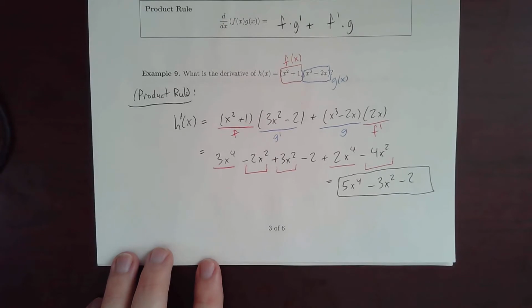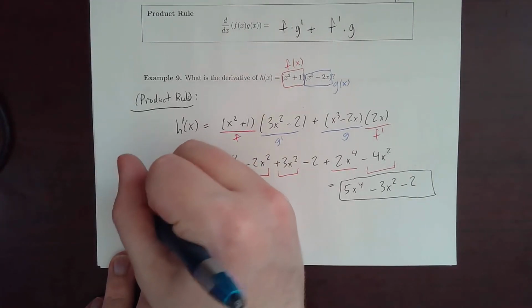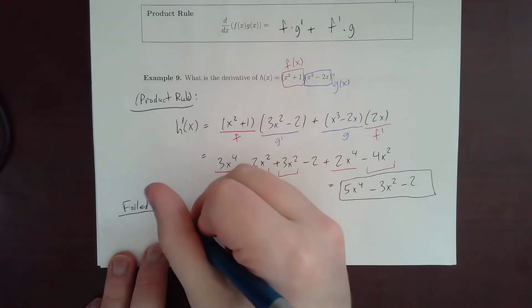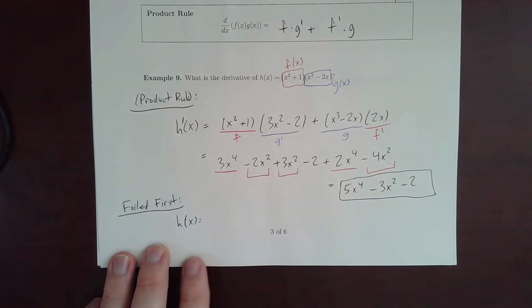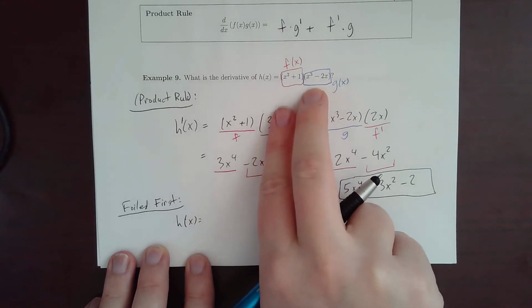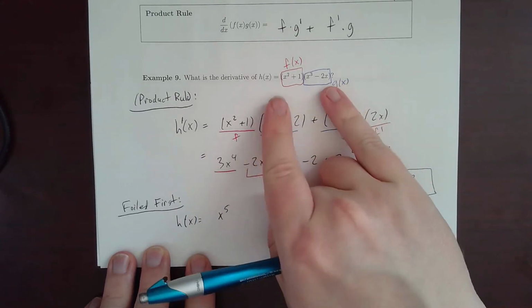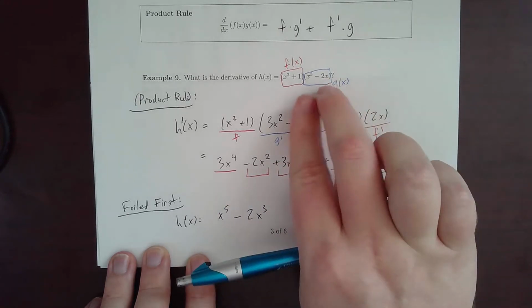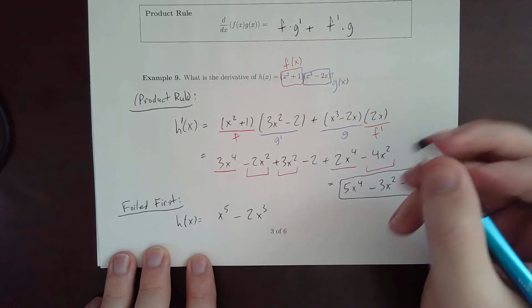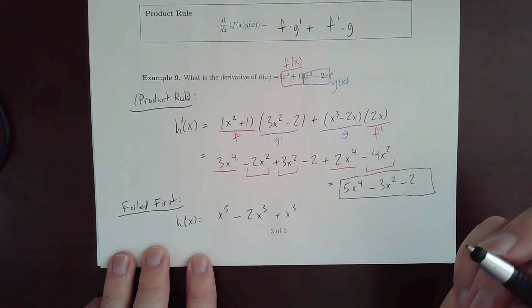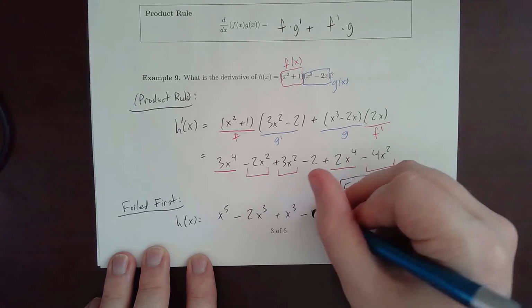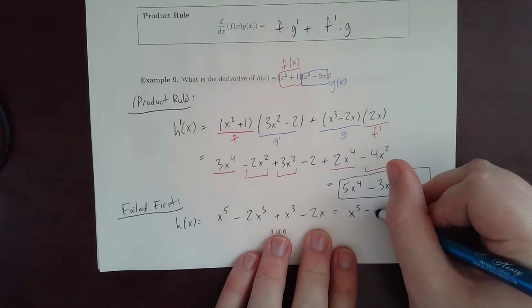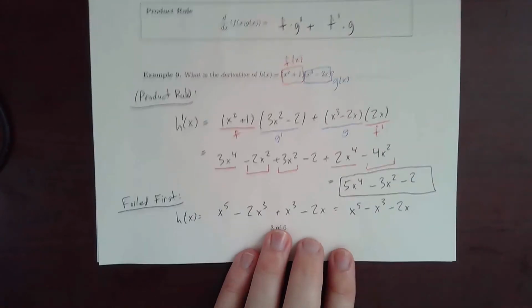Instead, however, we could have FOILed first. So in that case, h of x will be these two multiplied together, so the first term, that'll be x to the fifth, and then we'll have the outer term, so this will be minus 2x cubed. Then the inner terms, so this will be plus x cubed. And then the last two terms, so that'll be minus 2x. And so combining all that, we'll get x to the fifth minus x cubed minus 2x.